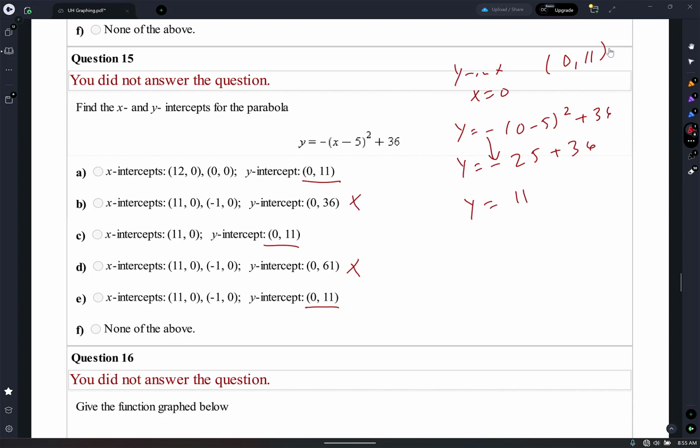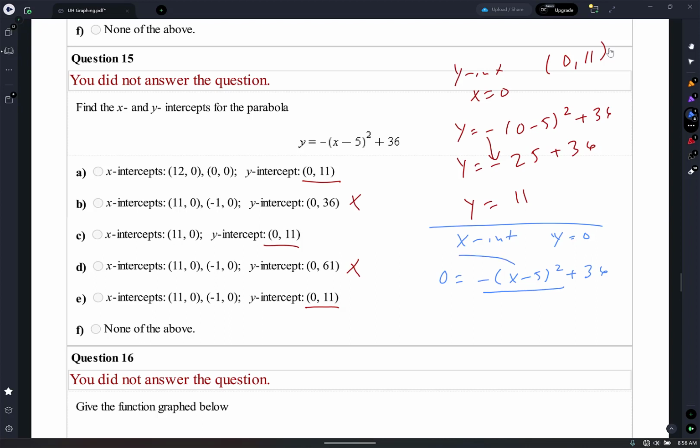X-intercept. That's whenever the y value is 0. So let me write this. I'll put this in sky blue. X-intercept, the y value is 0. Y equals 0. So I'm going to write 0 equals negative (x minus 5) squared plus 36.